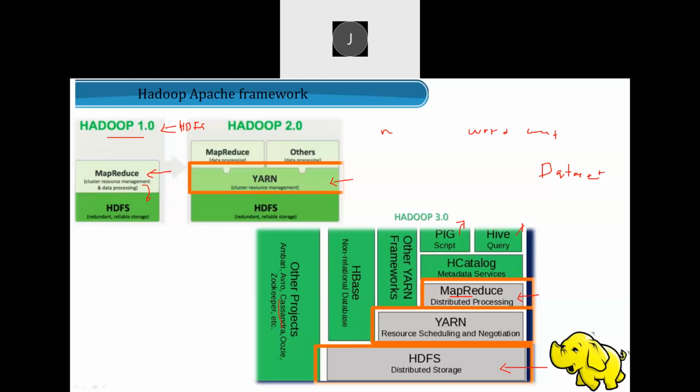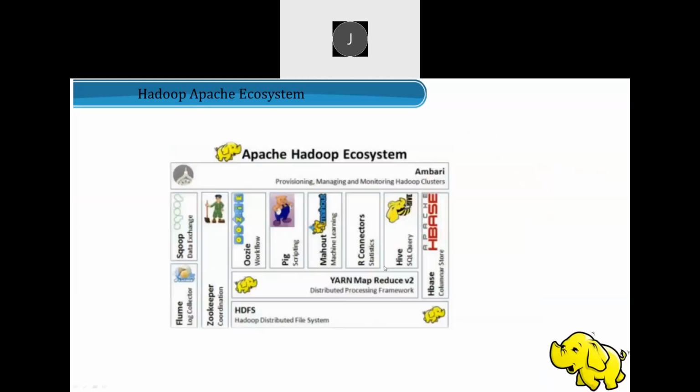And about YARN. So YARN is the resource manager. Resource manager means it will manage the master and the slave nodes, and it will also do the provisioning. Detail we will see later. Now I could not explain it properly also. I will tell you later on.